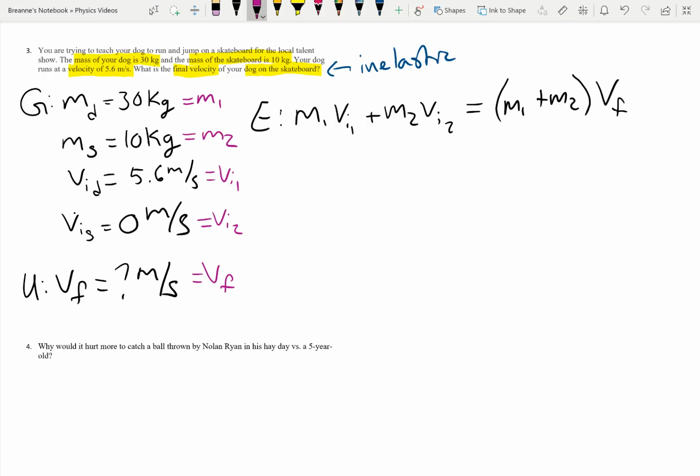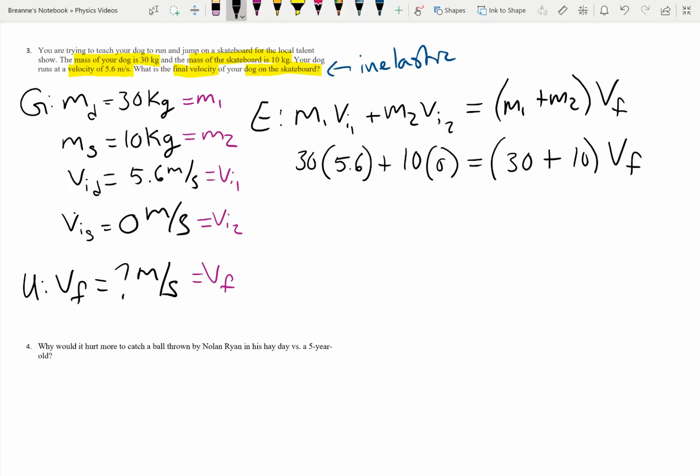So now that we have our givens going with our equation, we can plug in. So m1 is going to be 30. vi1 is going to be 5.6. m2 is going to be 10. Our vi2 is going to be 0. m1 is going to be 30. m2 is going to be 10. And we're looking for our final velocity.